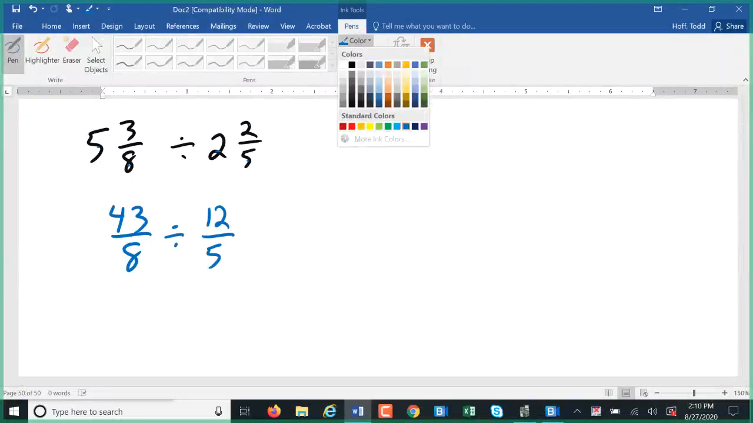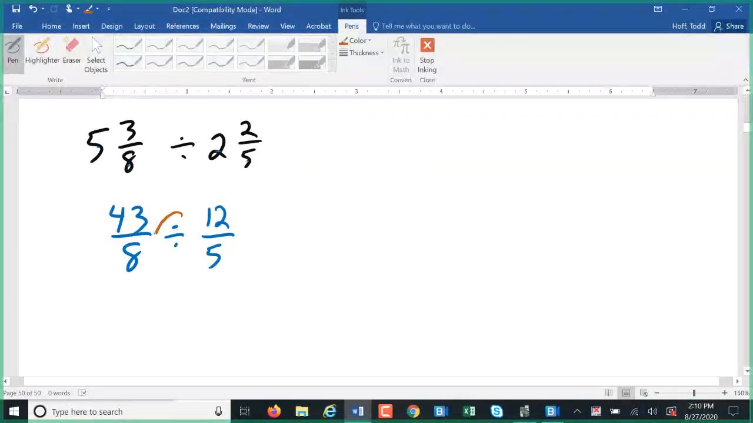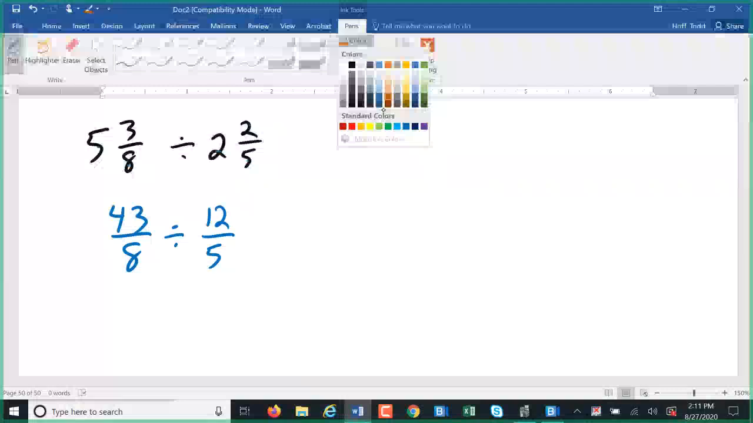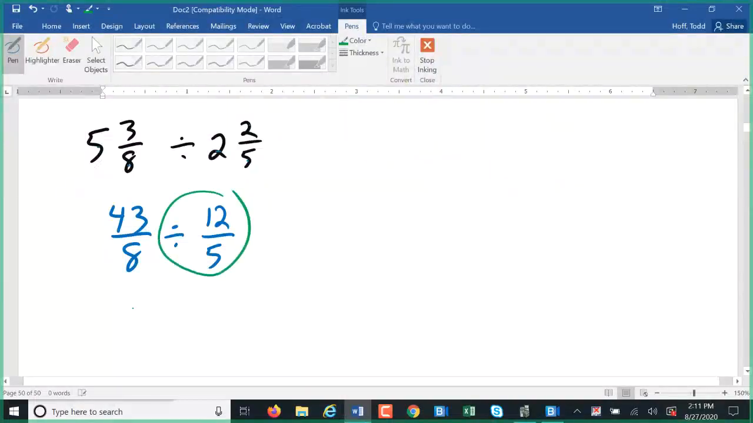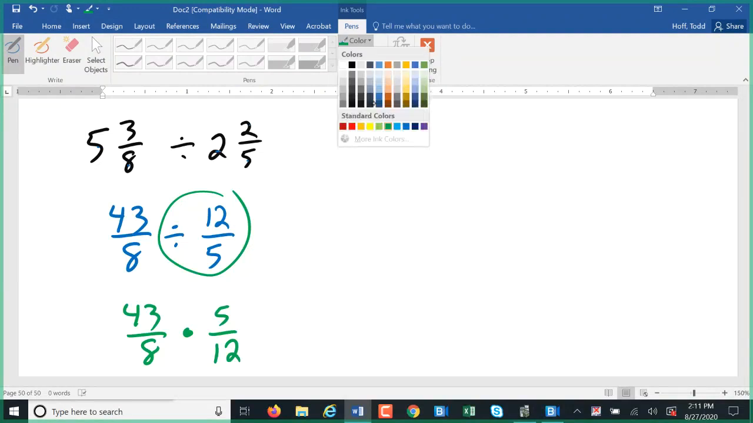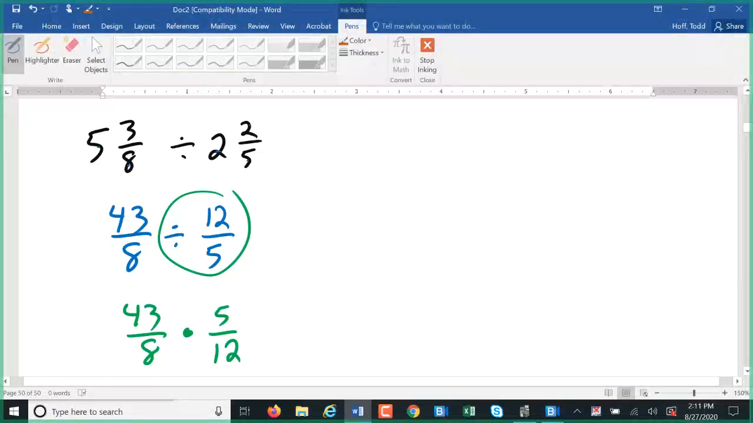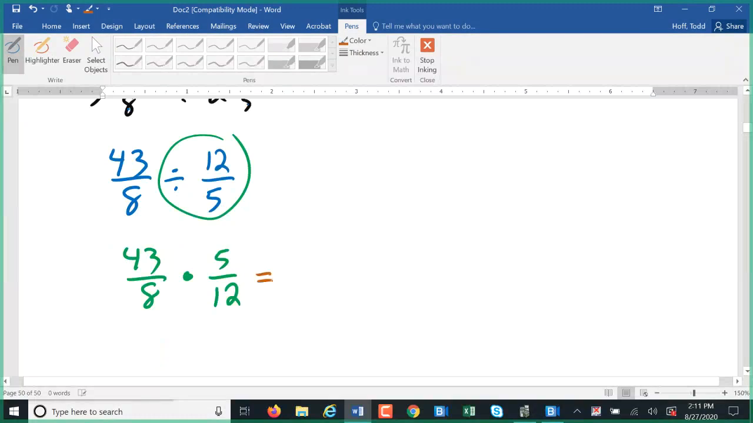Very tempting at this point to cross-cancel, but we cannot. This is still division at this point. Can't cross-cancel in division. It's our next step where we're going to change it to multiplication. So the 43/8 doesn't change. We're going to divide by the reciprocal, or sorry, multiply by the reciprocal. So instead of dividing by 12/5, we multiply by 5/12. Now here it is multiplication, but there is nothing that cross-cancels, so we'll multiply it out. 43 times 5 is 215. 8 times 12 is 96.